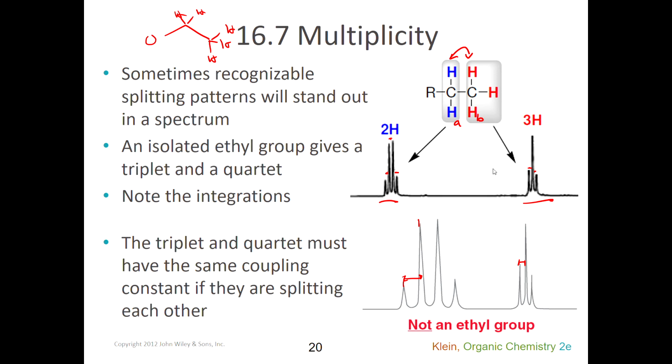So the coupling constant is not something we spend a lot of time talking about the exact value for, but they are relevant to looking at whether hydrogens are splitting one another. Because if one is splitting one, it has to be splitting back. They have to be splitting each other if they're splitting at all. And if they are splitting each other, they have to do so with the same coupling constant.